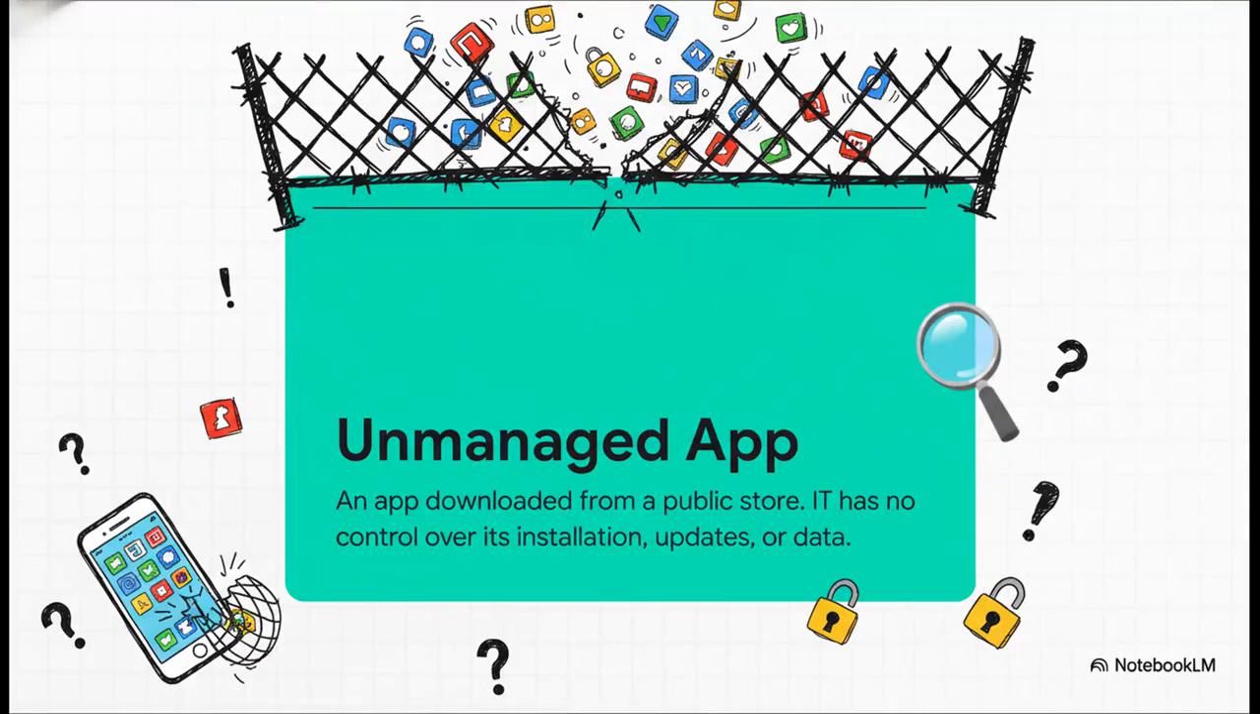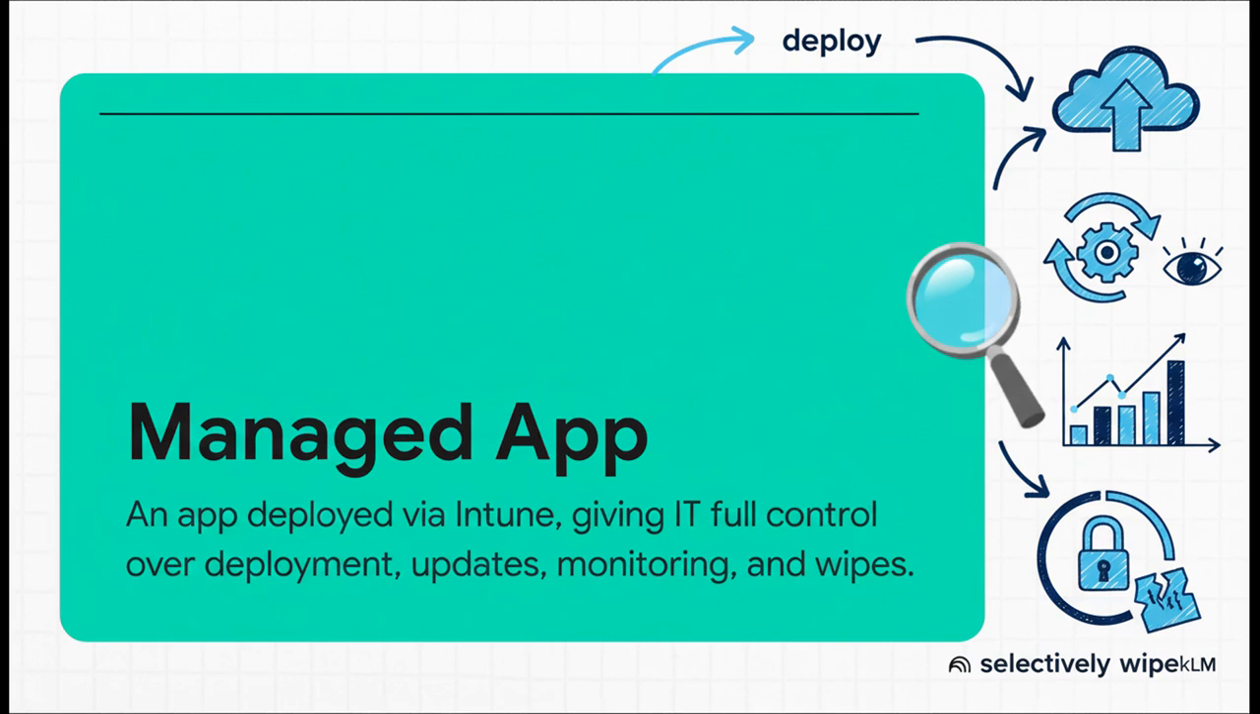So first, let's just get on the same page. An unmanaged app is, well, it's anything a user downloads themselves from a public store. IT has zero visibility, zero control. It is the Wild West of software. Now, on the flip side, a managed app is one you push out through Intune. This gives you complete control over its entire lifecycle. You can deploy it, you can update it, you can monitor its status, and most importantly, you can selectively wipe the app and all its corporate data if a device gets lost or an employee leaves the company.